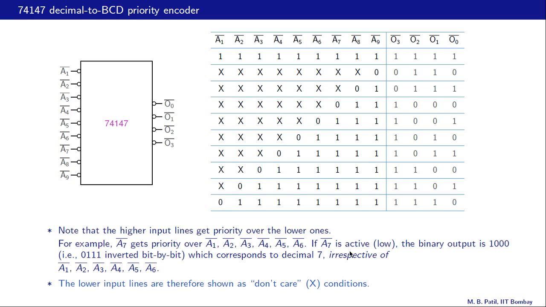If A7 bar is active, that is low, the binary output is 1000, that is 0111 inverted bit by bit, and that corresponds to decimal 7, and that is irrespective of all of these other input pins. So the lower input lines therefore are shown as don't care conditions.